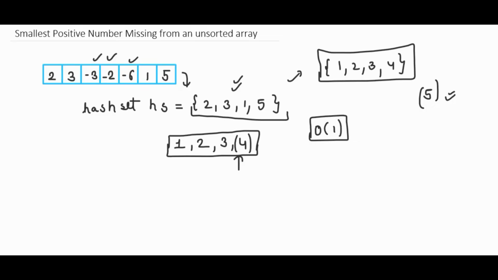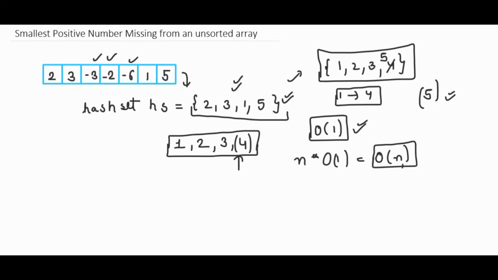But other than this, if one of the elements is missing from this hash set, let's say instead of 4 there is 5, the answer will lie from 1 to 4 only. That means the time complexity will depend upon the number of elements in this hash set, because to search every element we will take big O of 1 time. So to search n elements, it will take n into big O of 1 time, which is equal to big O of n time, where n is the number of elements in this hash set.